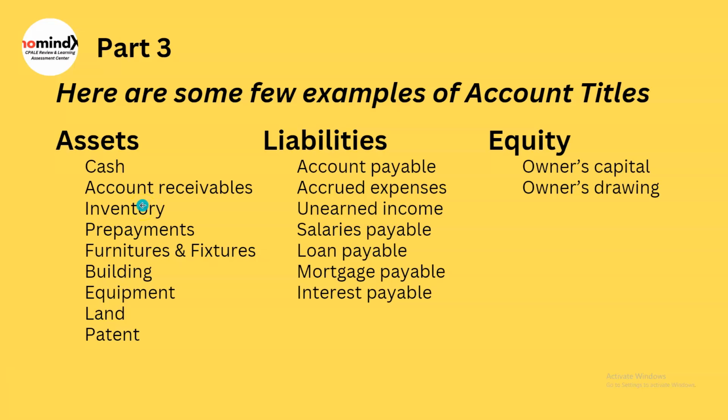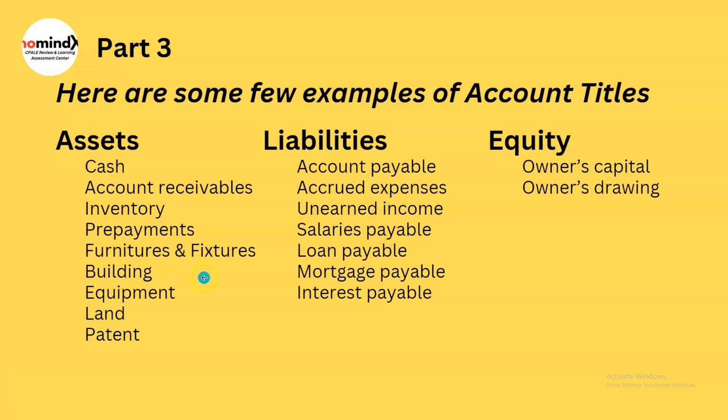Inventory: this is if your business is selling goods. You are in trading, which means you should have inventory, of course. Those items that are towards sale are what we call inventory. Prepayments: if you paid, let's say, rent in advance or insurance in advance for the year, then those are prepayments. We call that prepaid expenses or prepayments. So you can call that prepaid insurance or prepaid rent.